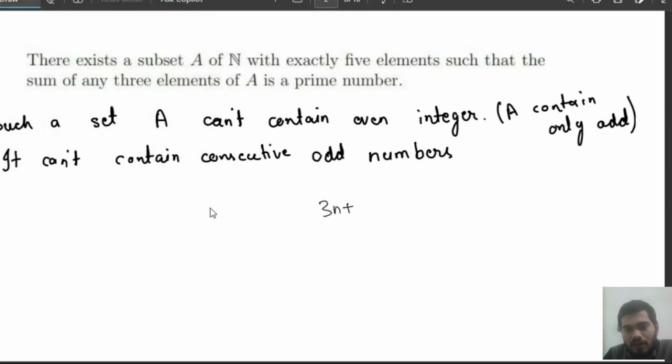So, 2n minus 1, 2n plus 1, and 2n plus 3 will be the three consecutive odd integers. When you cancel out 1, it will give you 6n plus 3, and it is divisible by 3, so it is not a prime, right?